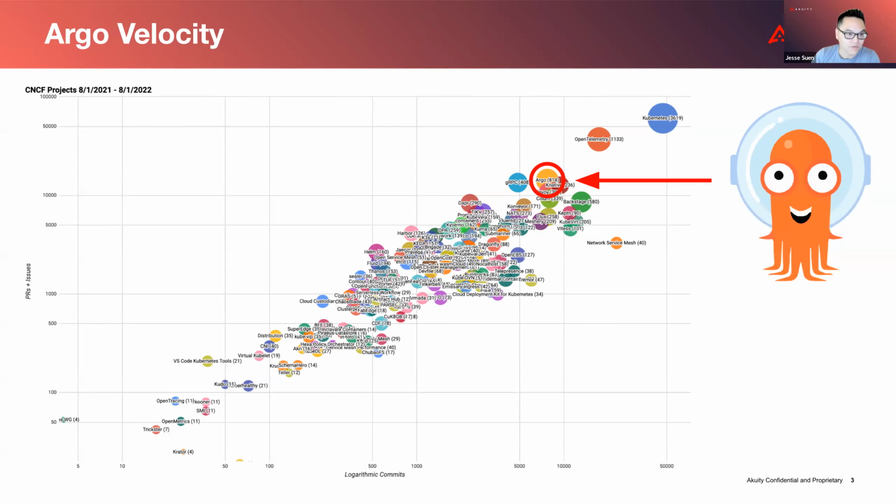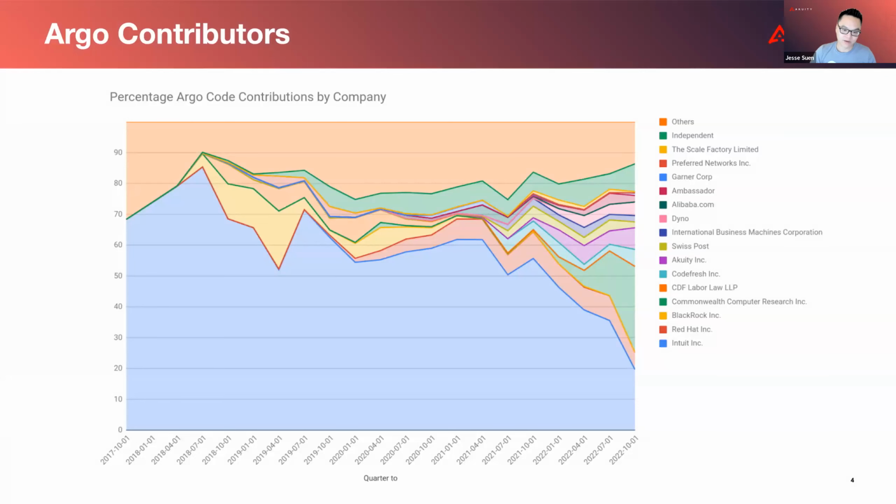Next, this is probably one of my favorite stats. This graph is showing who is contributing to the project by company. And the thing I like the most about this graph is that it highlights the diversity of the maintainers. As you can see, it used to be the case that Argo was mainly developed by one company, but over time it becomes a more healthy distribution of companies.